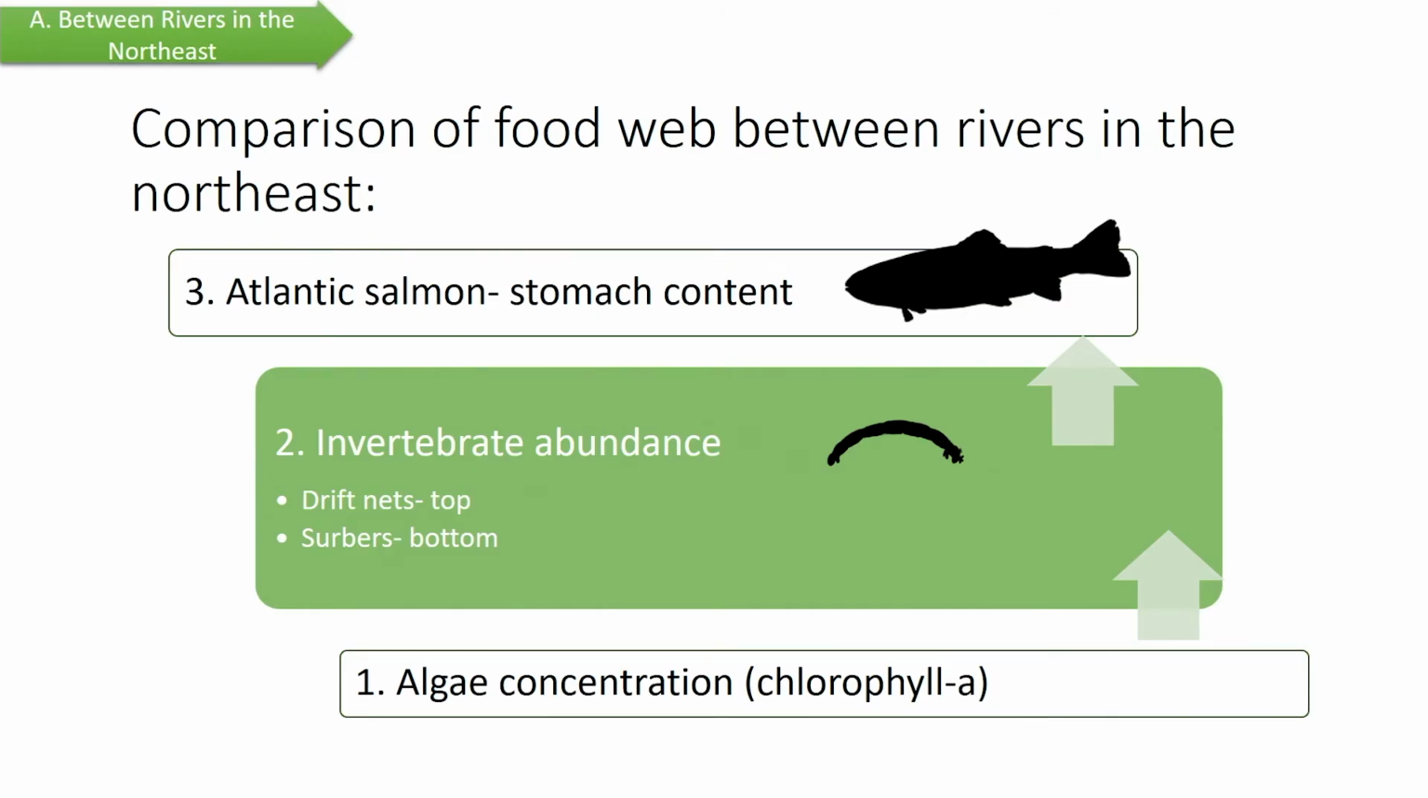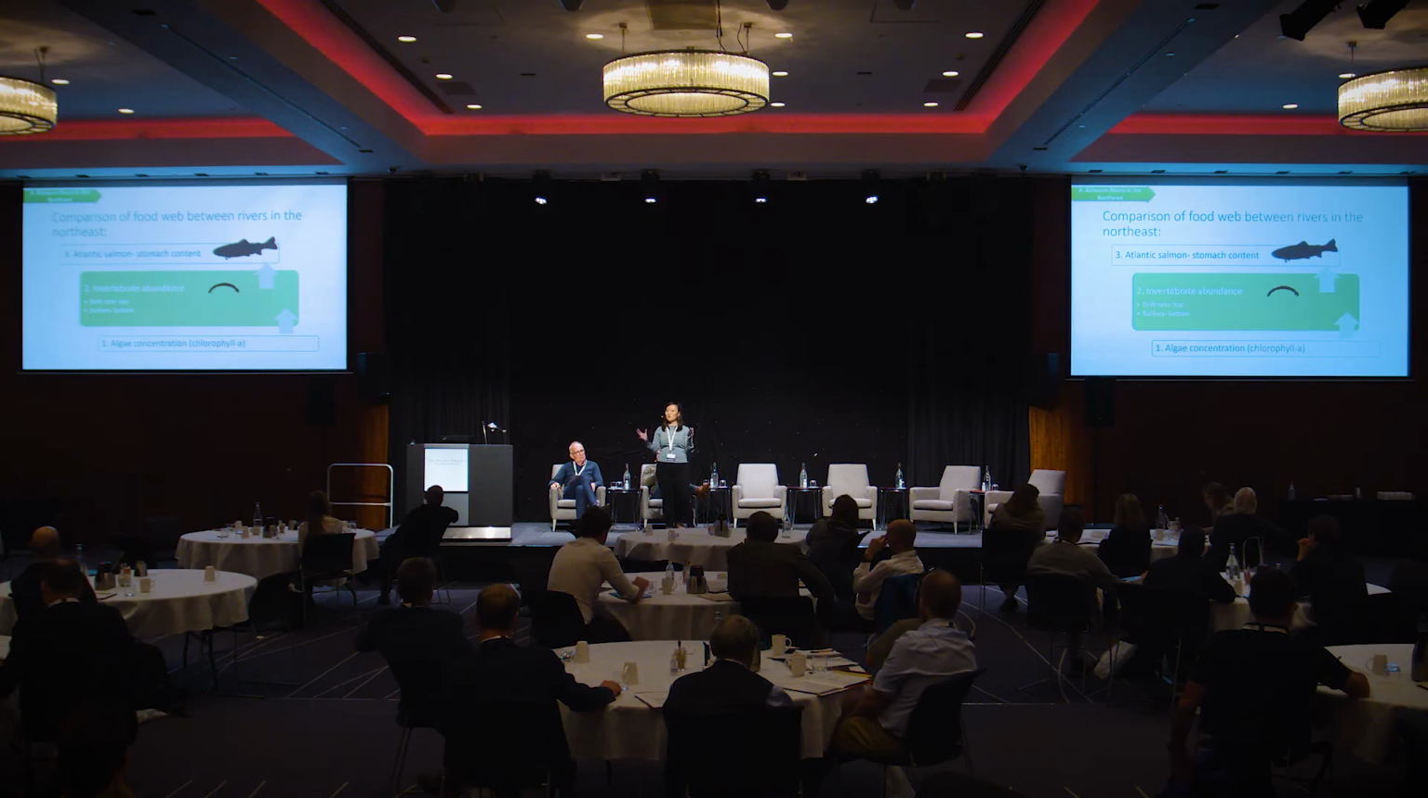Looking at the invertebrate abundance data, we'll be going through the SERBR data and the DriftNet data. The SERBR data gives us a view of what is on the bottom of the river, whereas the DriftNet data gives us a view of what is on top of a river. So it gives us the full view of exactly what's living in those rivers.